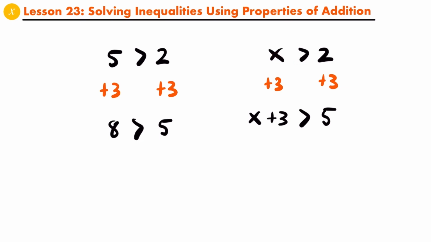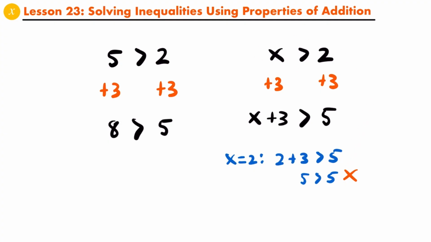So to check this, what I'm going to do here is start by plugging in 2 for x, right? If we let x equal 2, then we'll have 2 plus 3 greater than 5, and 2 plus 3 is 5, so we get 5 greater than 5, which is not true, which is good, because 2 did not make the original inequality true either.